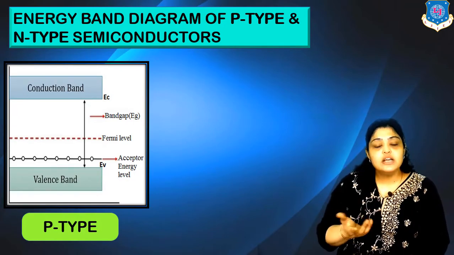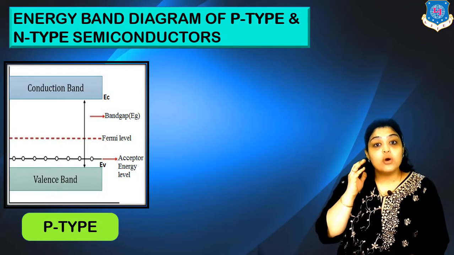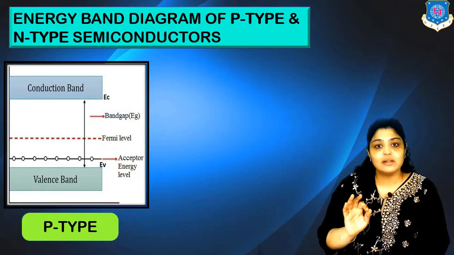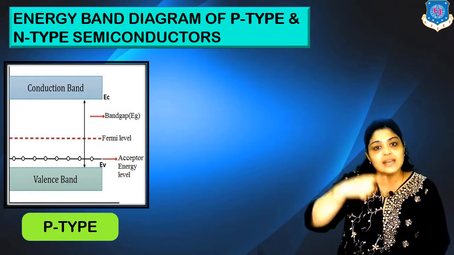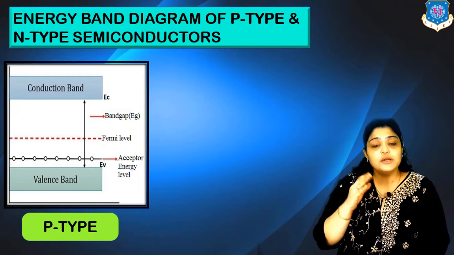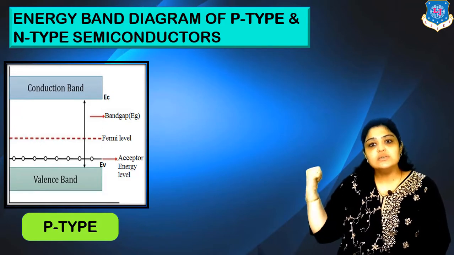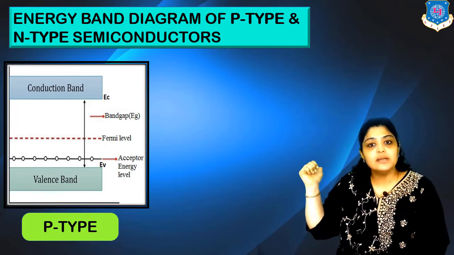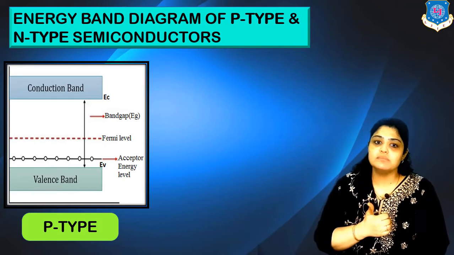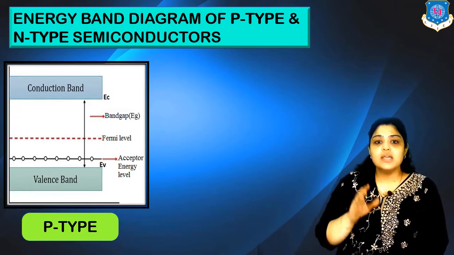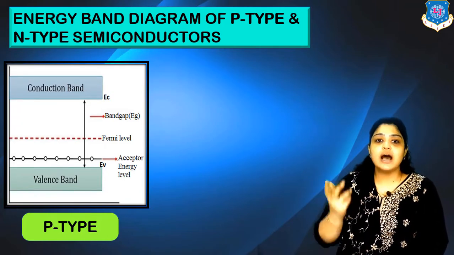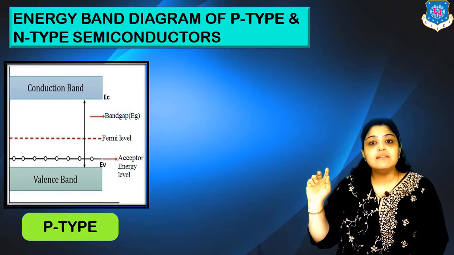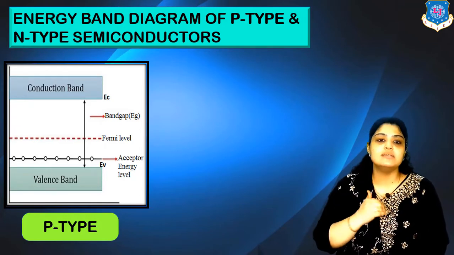What is Fermi level? The maximum occupied energy level at absolute zero is known as the Fermi level. For semiconductors, the Fermi level is somewhere in between the band gap. And the diagram also shows the acceptor energy level, which is close to the valence band. The acceptor level is of the impurity. The valence and conduction bands are of the semiconductor material. Just have a look at the diagram: the Fermi level is comparatively near to the valence band.